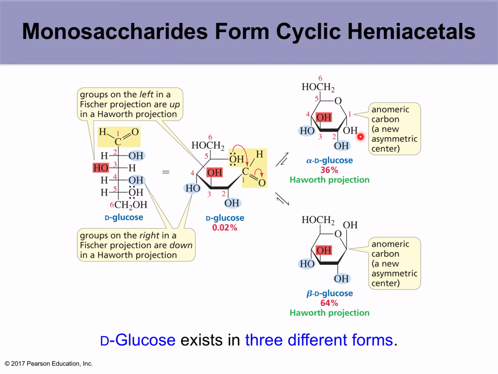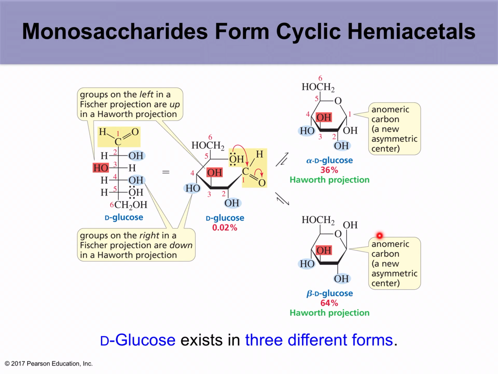When the OH group is facing down in the anomeric carbon, we call it alpha D glucose. When the OH group at the anomeric carbon is facing up, we call it beta D glucose.